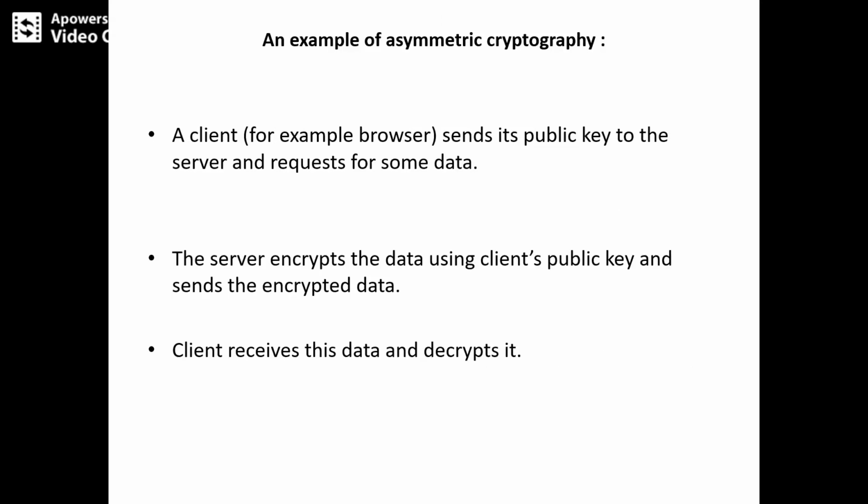An example of asymmetric cryptography: a client, for example in the browser, sends its public key to the server and requests some data. The server encrypts the data using the client's public key and sends the encrypted data to the client. Finally, the client receives this data and decrypts it. This is a simple example of a browser where the client and server can exchange a message using encryption.